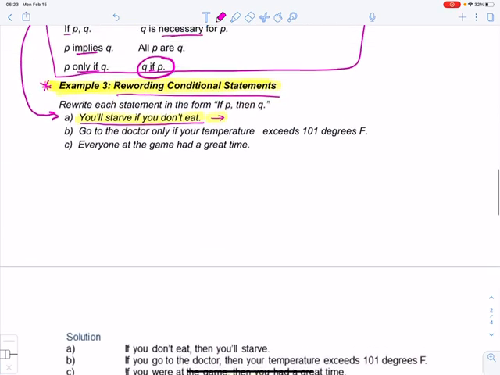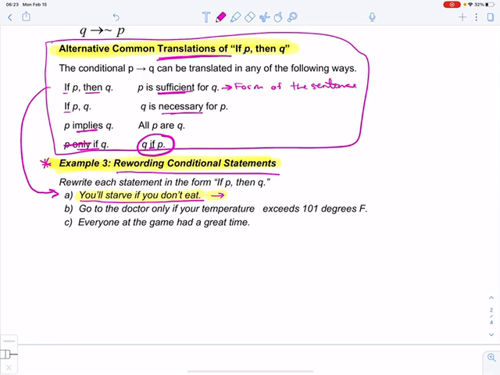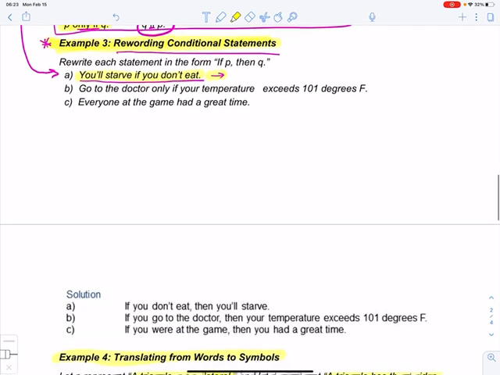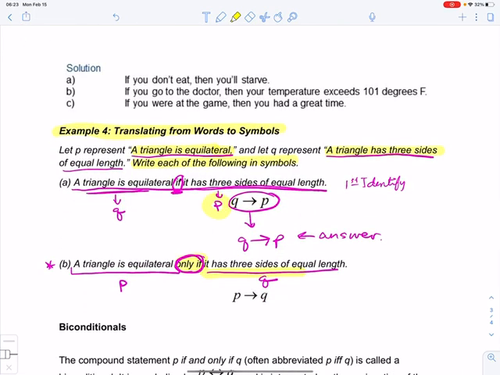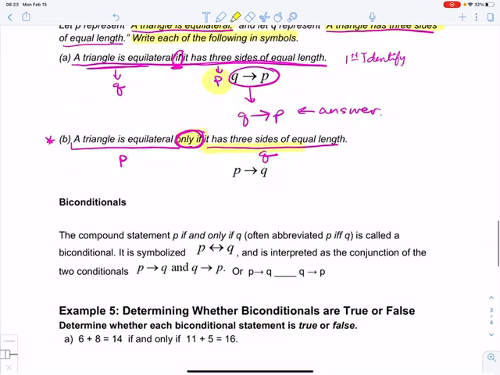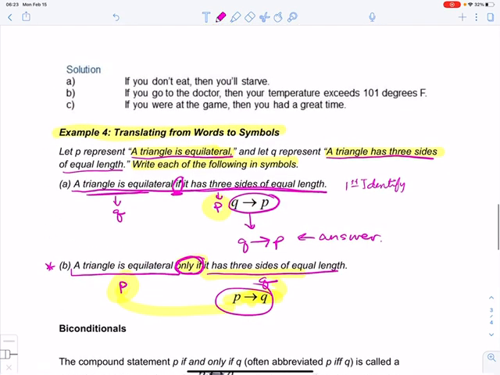Only if, when we look up at our chart, says that P only if Q. So that means that P goes first, right here, and implies Q, which is the second. So this is our final answer. And that's how you turn these words into symbols.